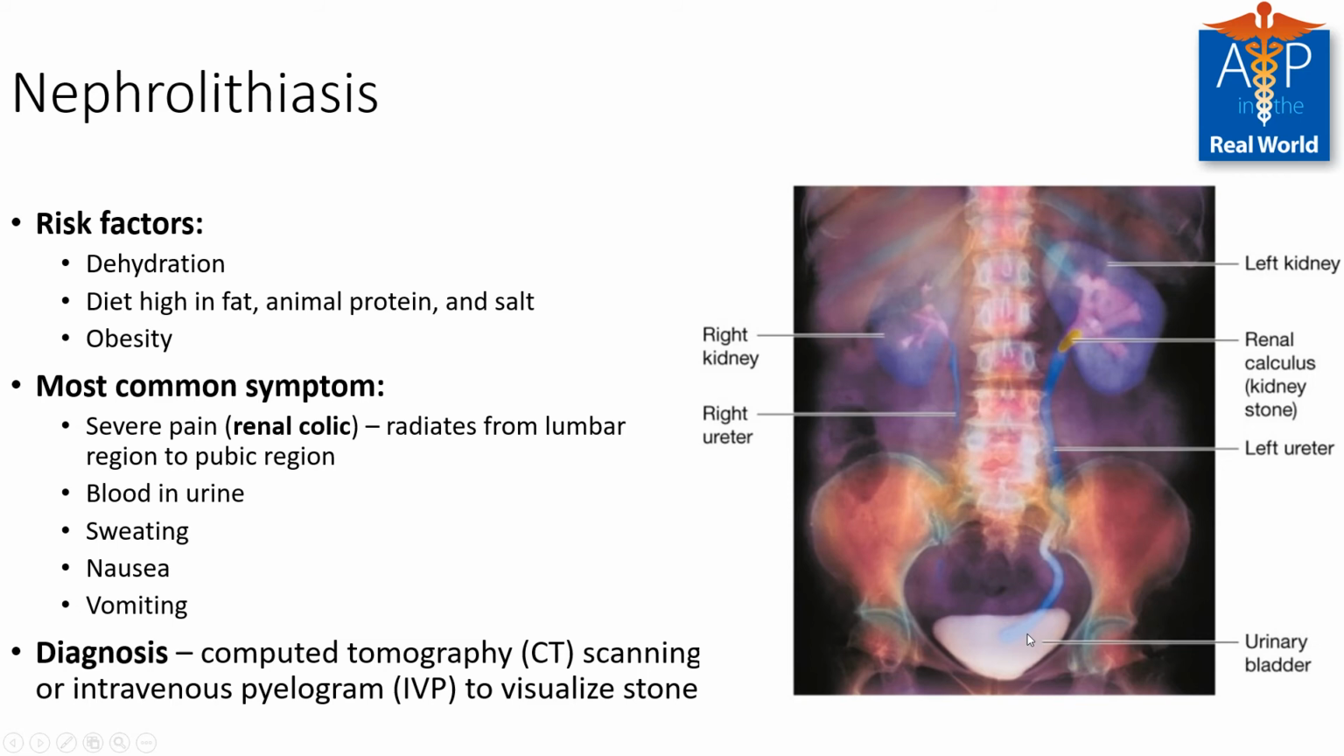Of course, you'll also see blood in the urine. A person will sweat, they'll be nauseous, and they'll vomit. And of course, you diagnose this with a computed tomography, which is a CT scan, and you can also use an IVP to visualize the stone.